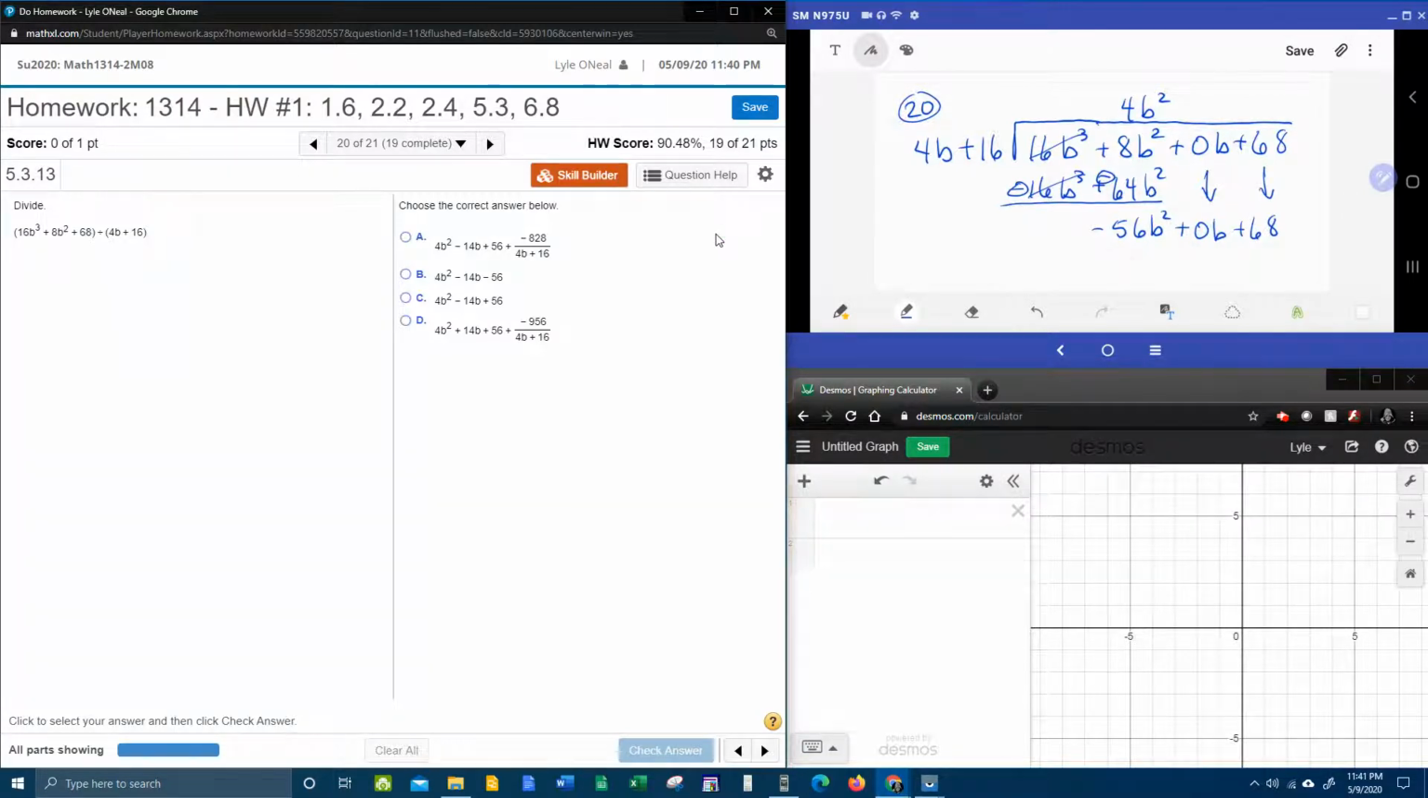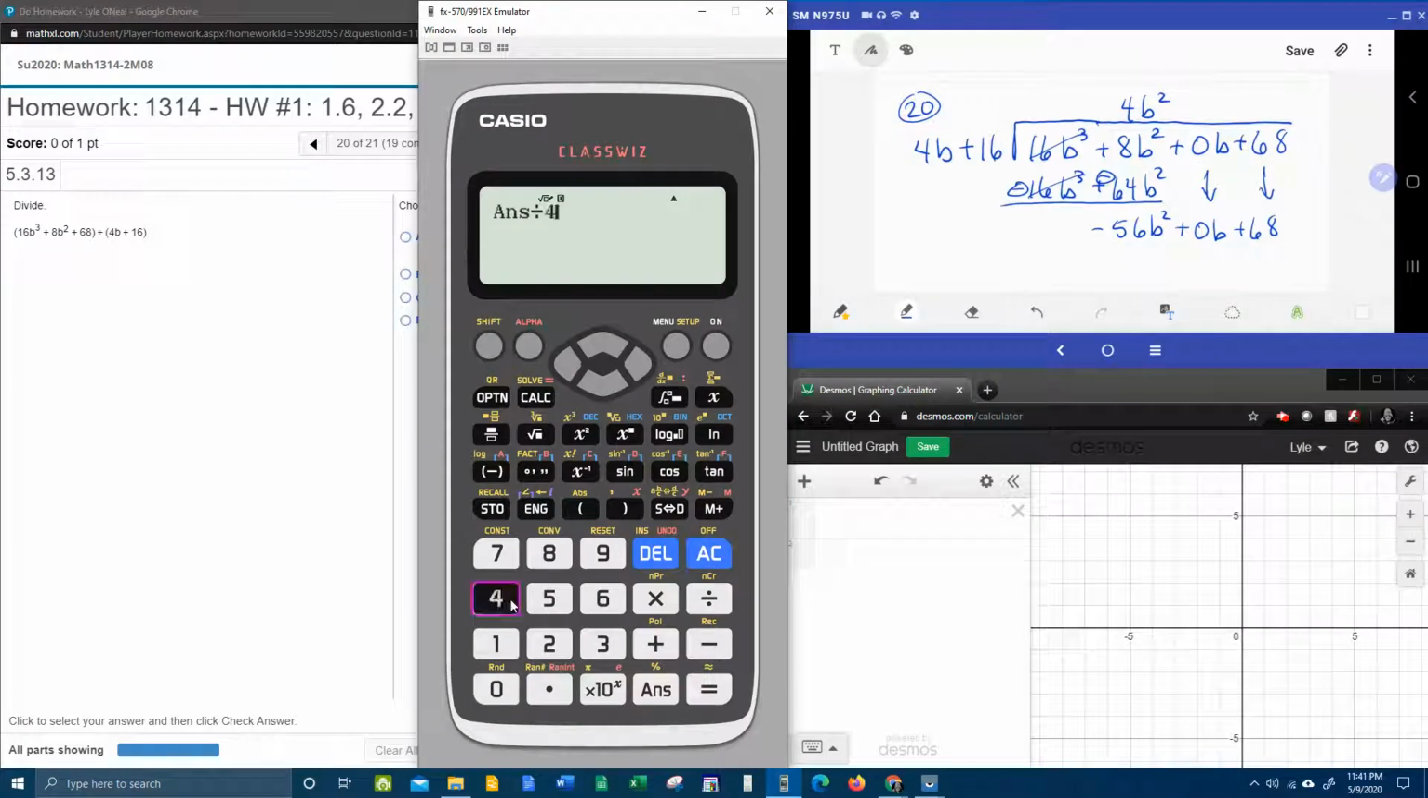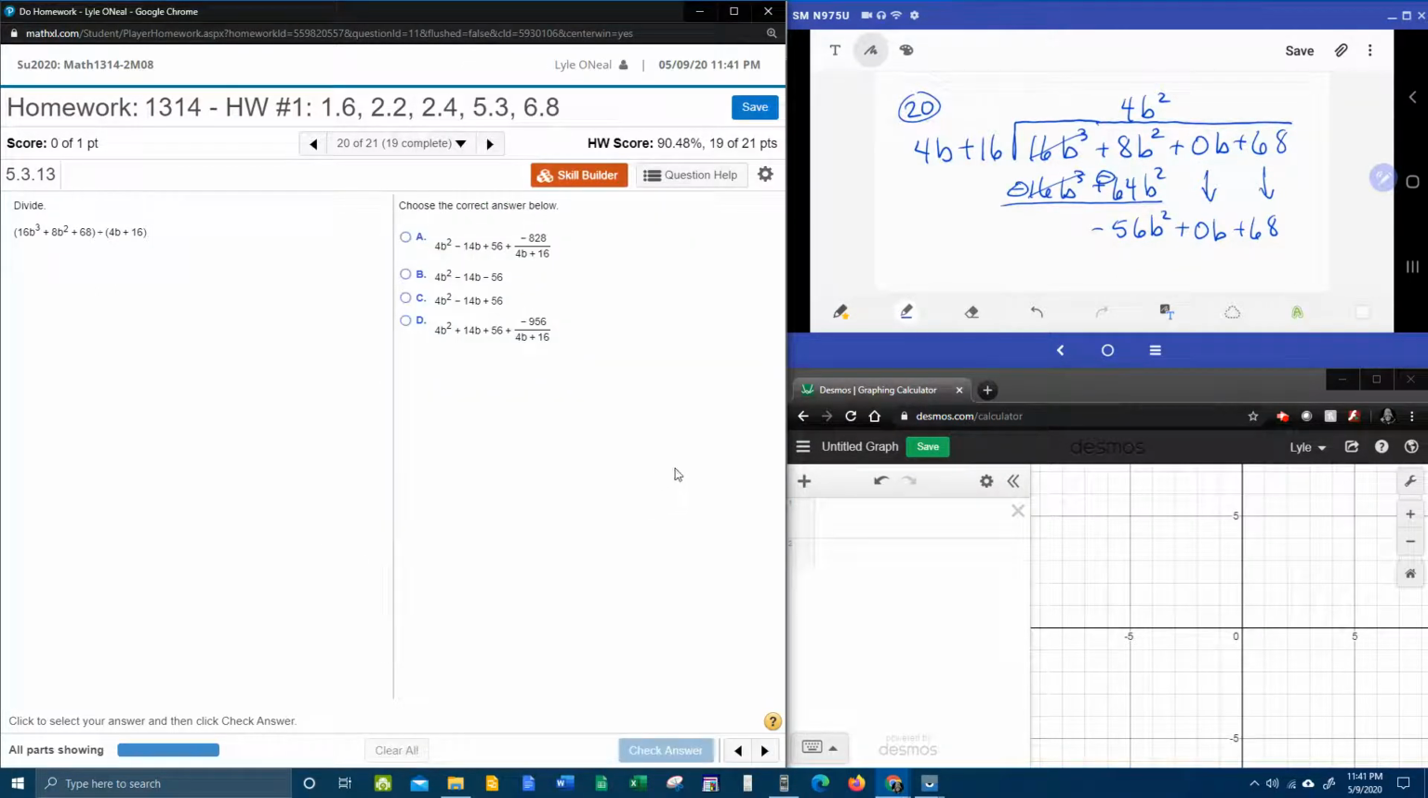Next step, we're now going to take the negative 56b squared and divide that by 4b to give us the next term of the quotient. All right, so what is negative 56 divided by 4? Divided by 4, that is negative 14. So we're going to need negative 14b. Did you catch that? B squared divided by b gives me a b.